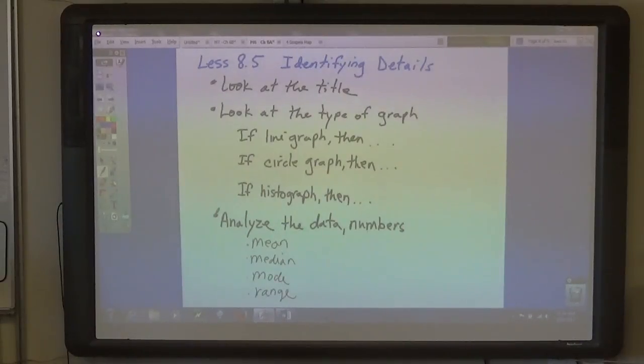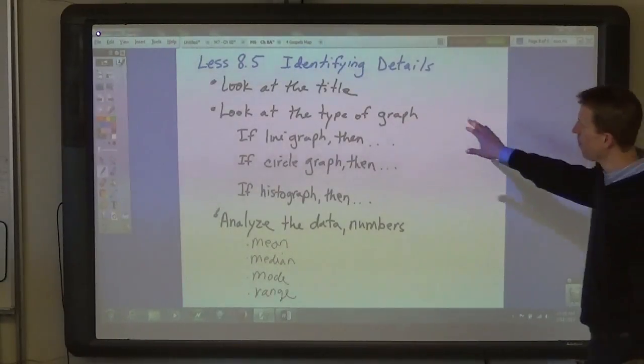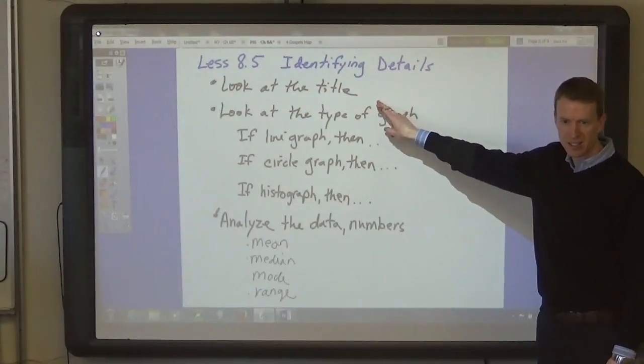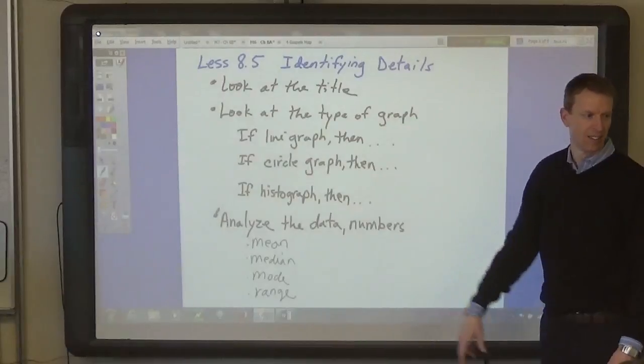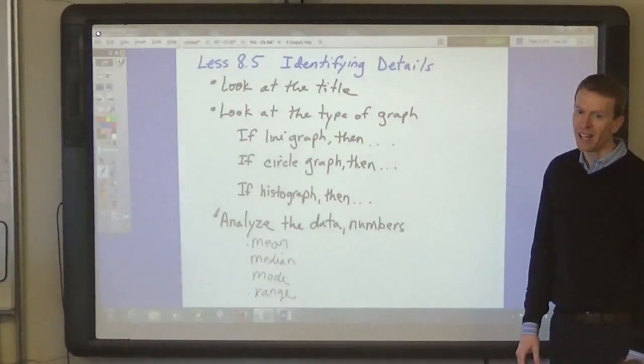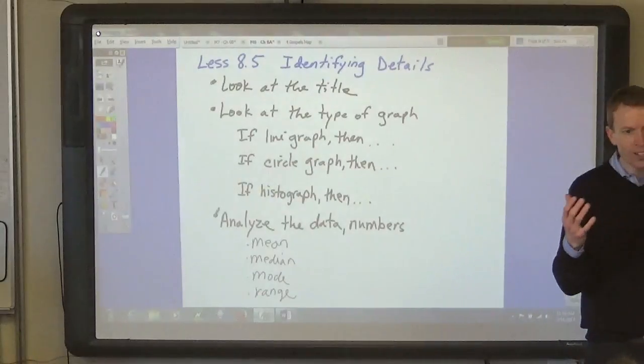So far in this chapter, we have talked about all kinds of different graphs and how to use them. This last lesson wraps up these concepts. When you're reading and identifying information from a graph, the first thing you should do is look at the title. Why? Because titles tell you what you're looking at. Exactly, you need to know what you're looking at.